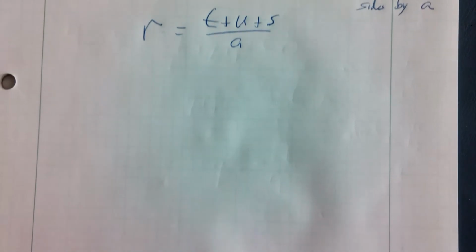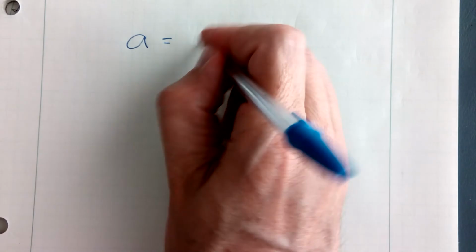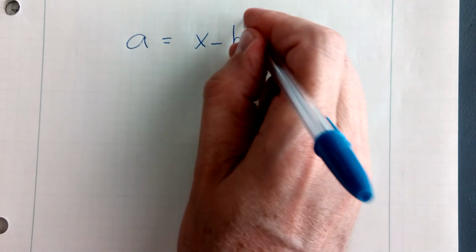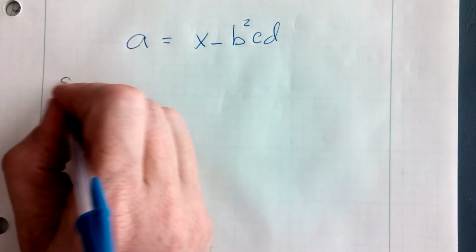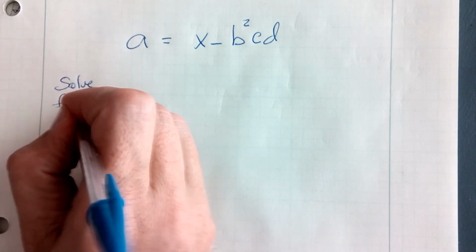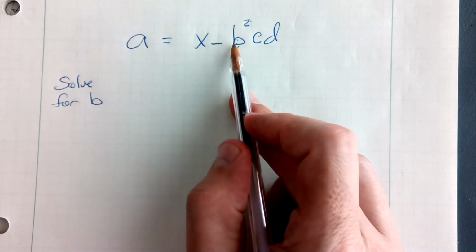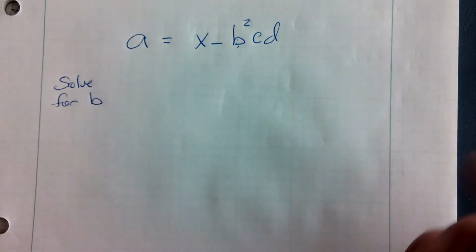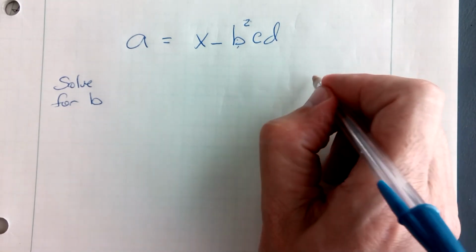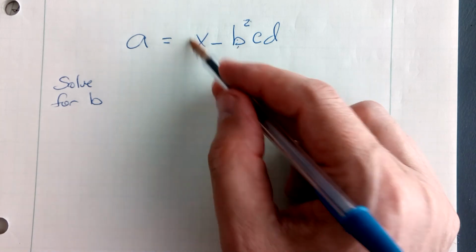One more very quickly, something that involves a square root. Let's say I had a equals x minus b squared times c times d. And I want to solve for b. Okay, b is being squared, so at some point I have to undo this squared, which is going to take a square root. But we'll get to that in a minute. The first thing we always want to do is get the term that has the b by itself. So I need to remove this x.